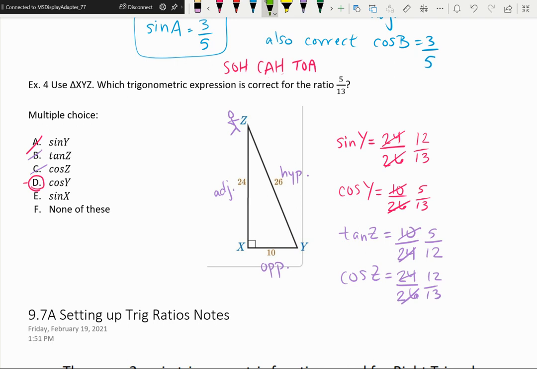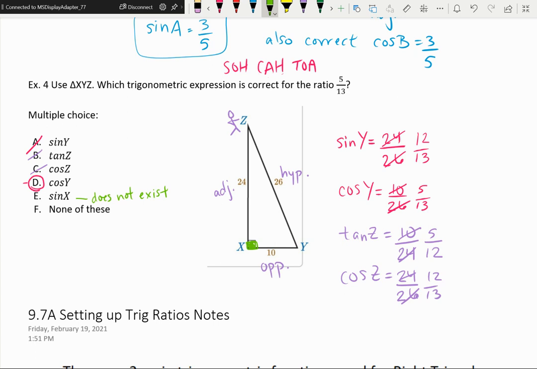Now, if I look at sine of X, X is the 90-degree angle. I cannot take the sine of X, the cosine of X, the tangent of X, any of it, because X is the right angle. And I can only take sine, cosine, and tangent of an acute angle. And so this one doesn't even exist. And so I've eliminated everything else. My final answer is just D, cosine of Y.